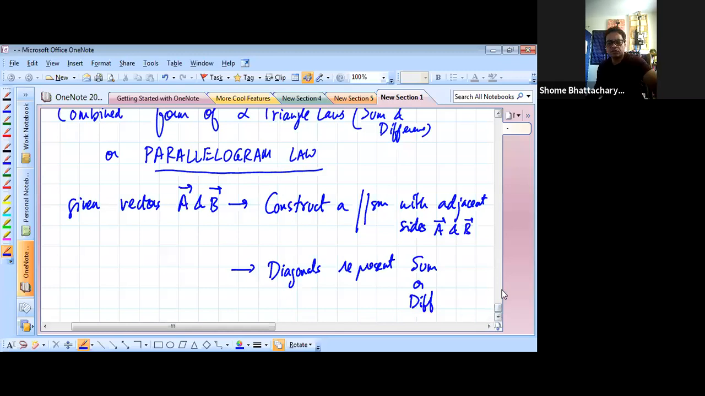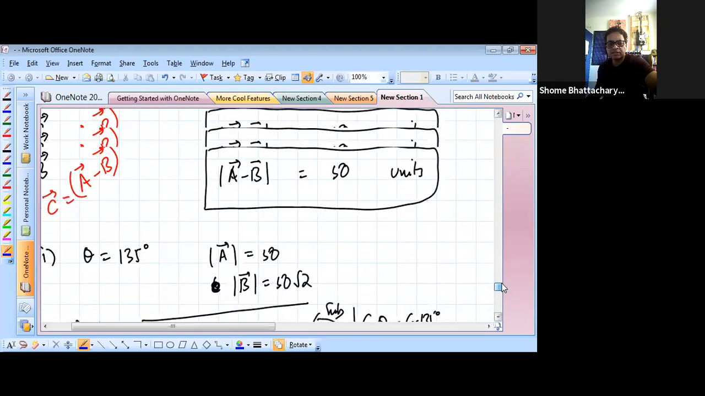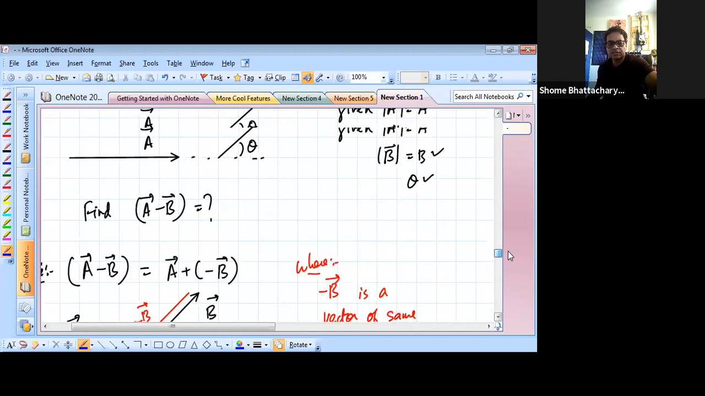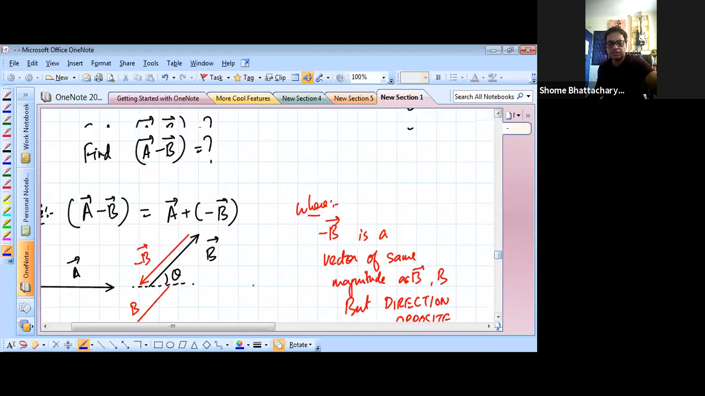Rahil, which question you are referring to? The second part I had taken the angle as 135, no beta? See, the previous question, beta, this was the second part of the question. In the first part, we had taken the angle as 45. Okay.